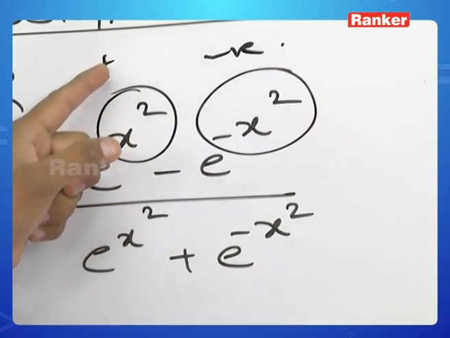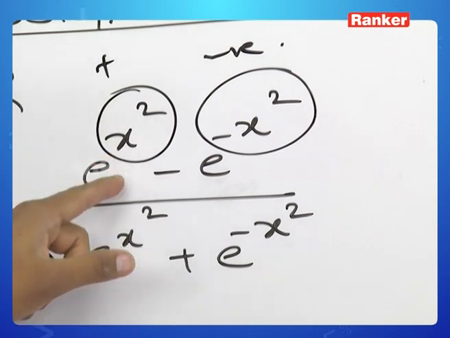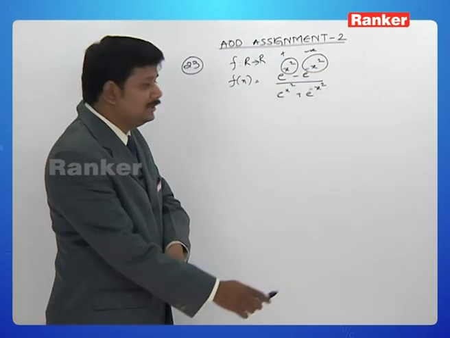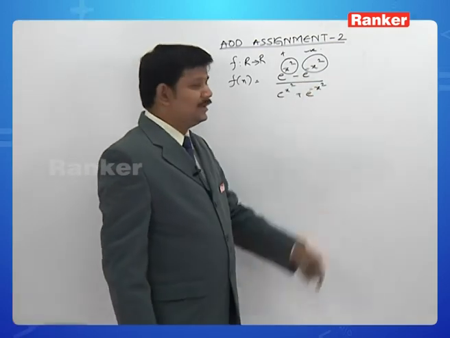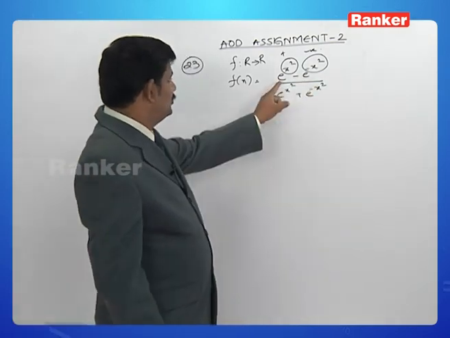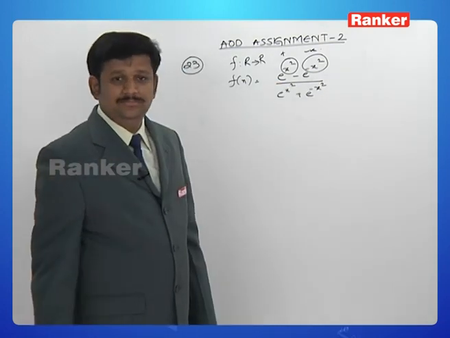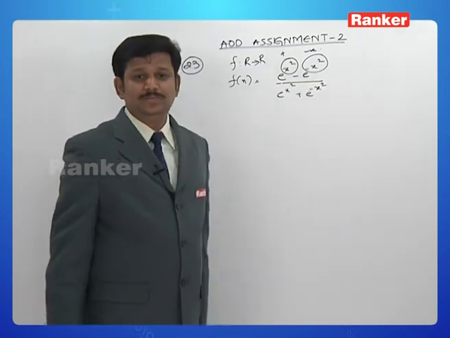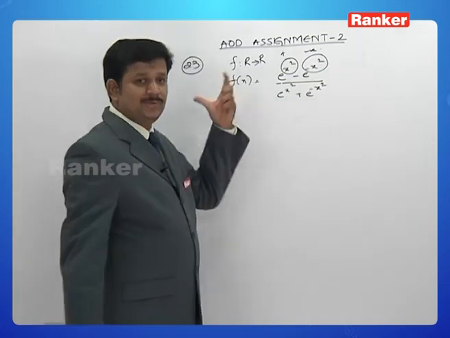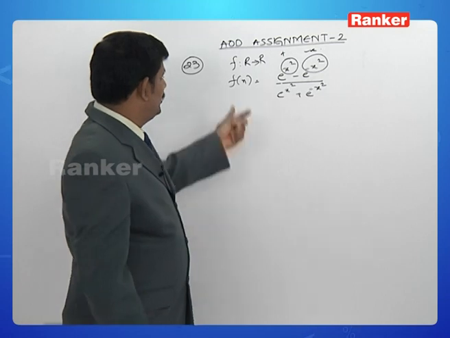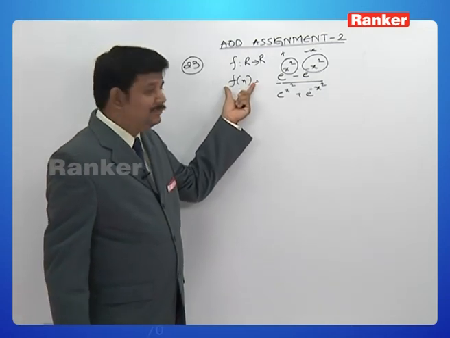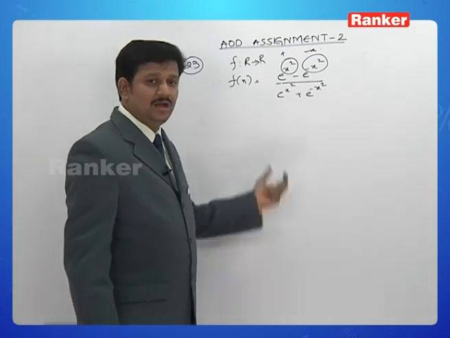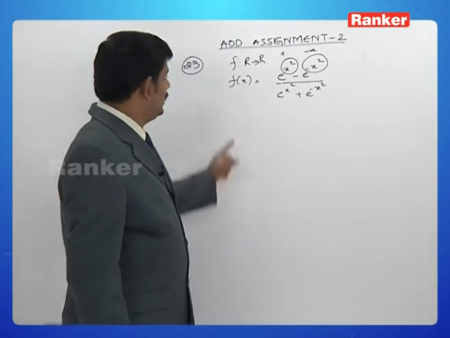Now e power x square being positive, e power x square will always be greater than e power minus x square. E power a positive number will be more than 1 and e power a negative number will be less than 1. So this difference is always positive. Because this difference is always positive and the denominator is also positive, f of x is always positive. And because f of x is always positive, negative numbers do not belong to the range of f of x.